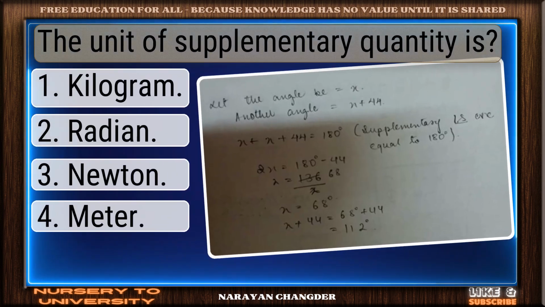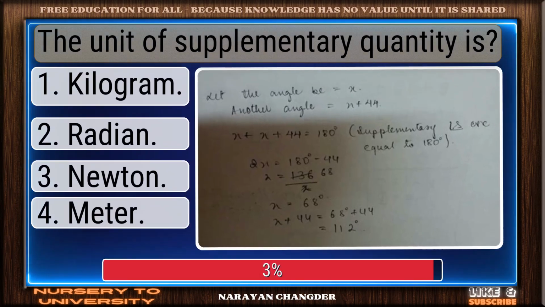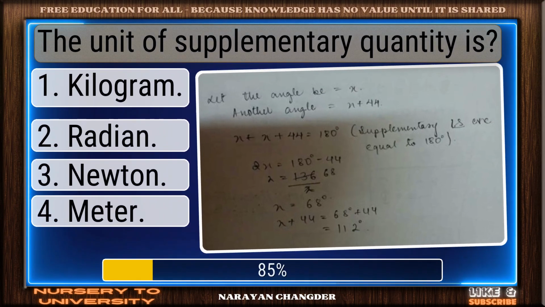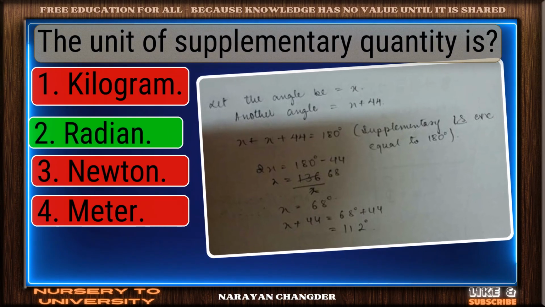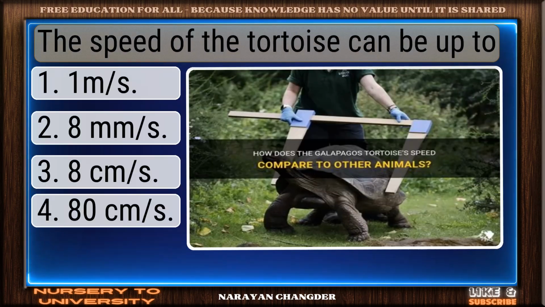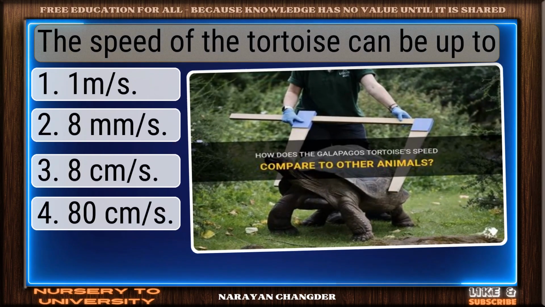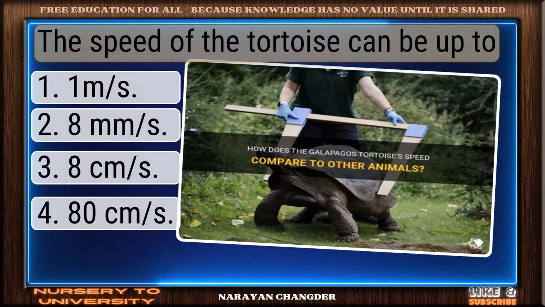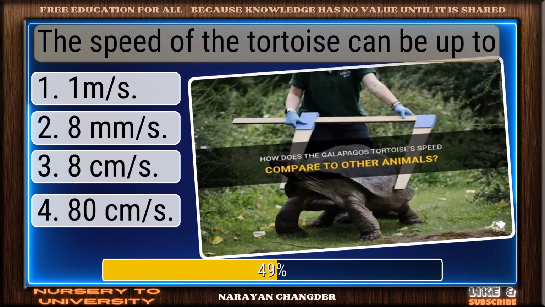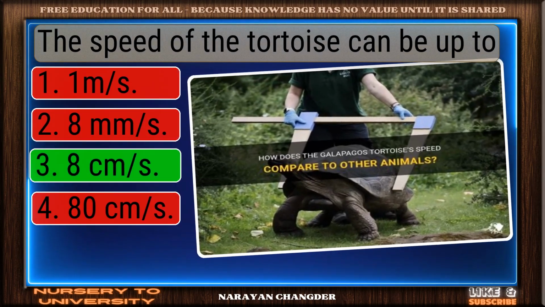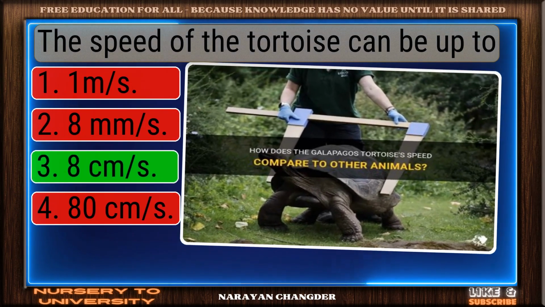Question number 117. The unit of supplementary quantity is. Well reasoned. Radian is the correct choice. Question number 118. The speed of the tortoise can be up to. Correct. 8 cm is the right answer.